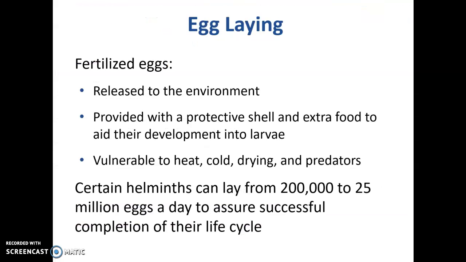So egg laying: the fertilized eggs, these guys are released to the environment and provided with a protective shell and an extra food source that aid in their development into larvae. The egg stage is vulnerable to heat, cold, drying, and predators. And some helminths can lay from 200,000 to 25 million eggs a day to assure successful completion of their life cycle.